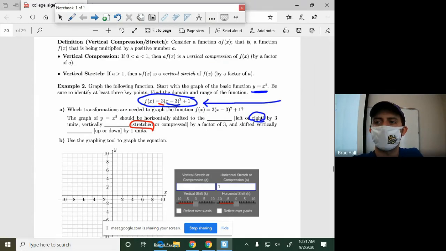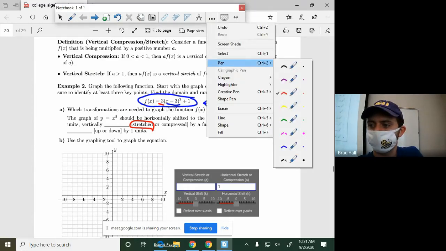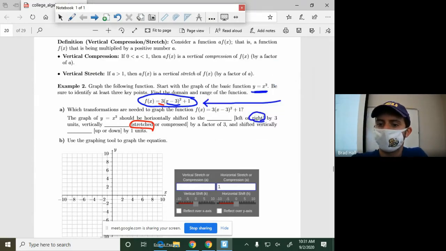Finally, it goes on to ask about how much up or down we go, and that's what's added to the function as a whole. So that's the +1 here. This is a vertical operation, which means +1 implies up by 1 unit. So that would answer part A. It's just breaking down how to interpret the function.